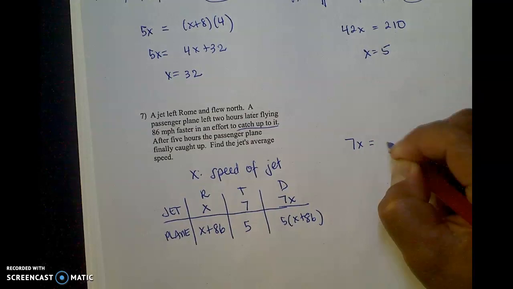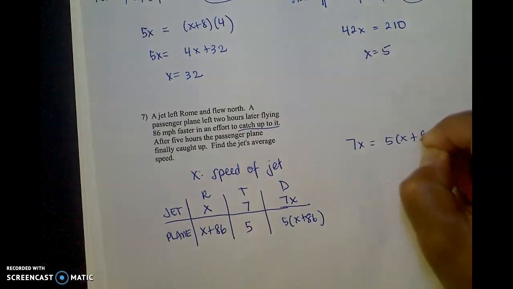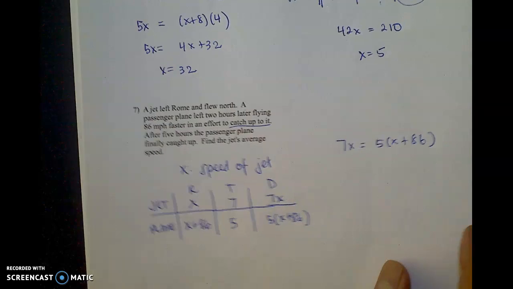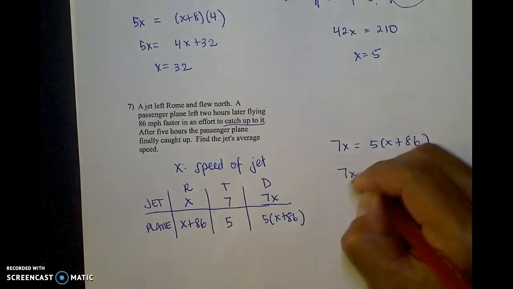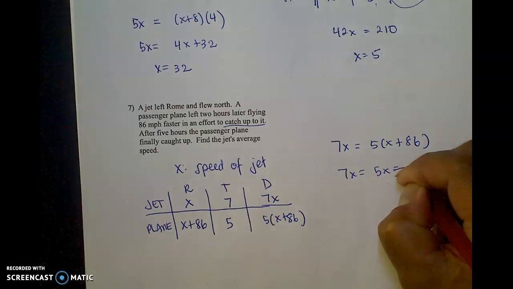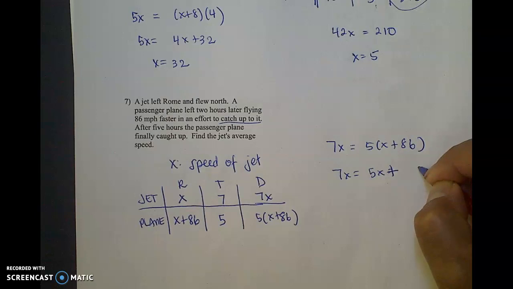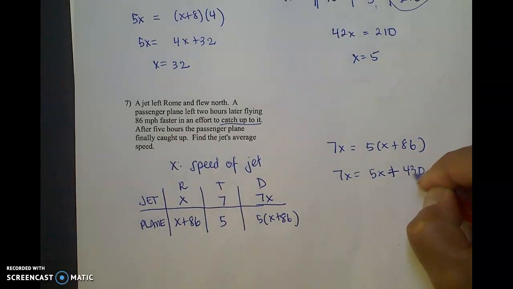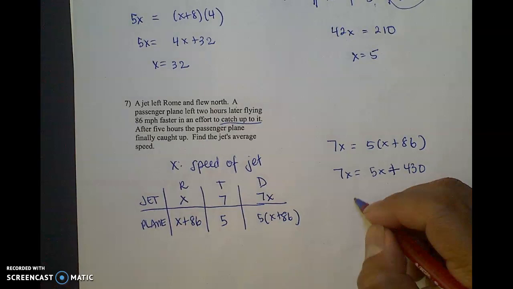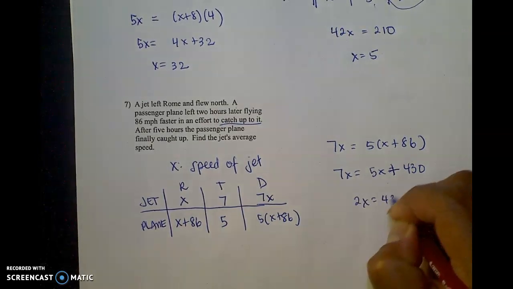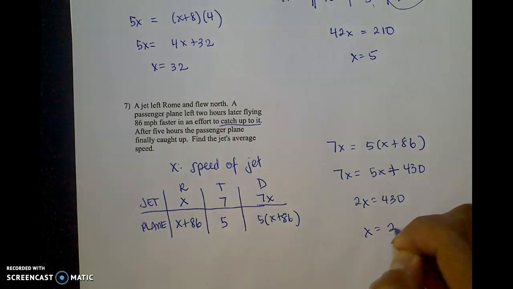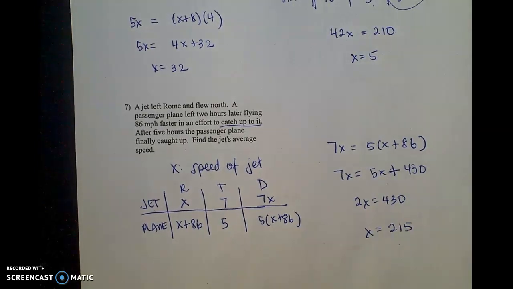So when we write our equation, we're going to set them equal to each other. Alright, solving for x. 86 times 5, so that's 430. There you go. Alright, so the jet's average speed was 215 miles per hour.